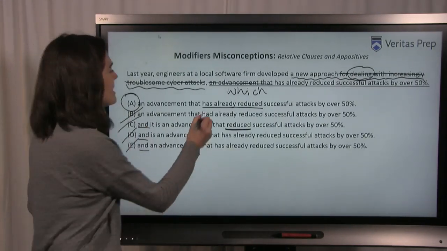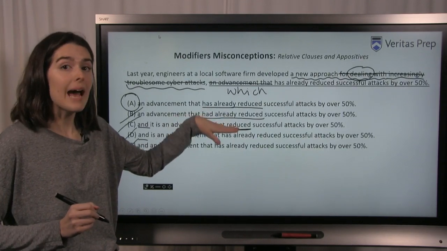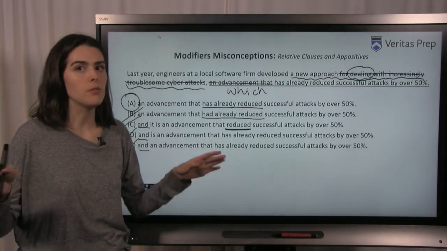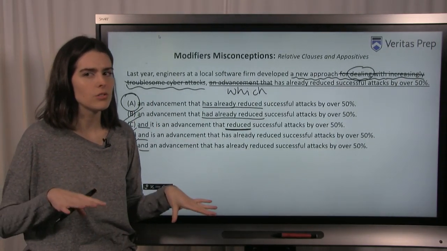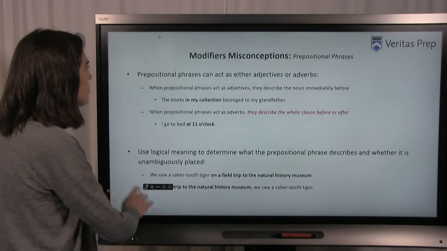The reason for not B is "had already reduced," so this is a verb reason. This would mean this is past perfect. That means it happened before last year. So it happened before we developed the approach. Doesn't really make sense. All right, moving right along.